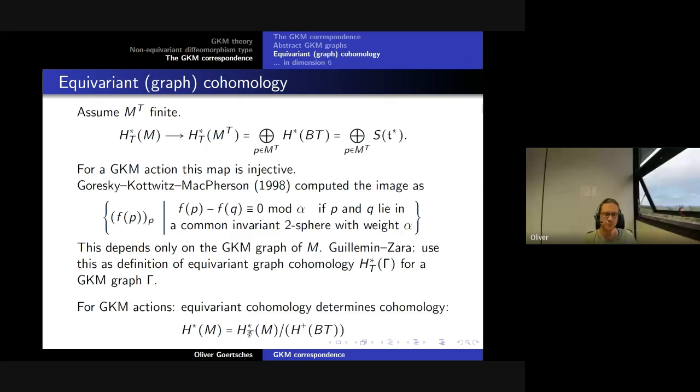Right, so there's a surjection from equivariant cohomology to ordinary cohomology, and one understands precisely what the kernel is. Right? And again, so this thing here, this equivariant cohomology, the algebra structure is completely encoded in here. It's just given by component-wise multiplication of polynomials. So also this quotient here is encoded in the GKM graph. So one can recover the ordinary cohomology of a GKM manifold from the GKM graph.